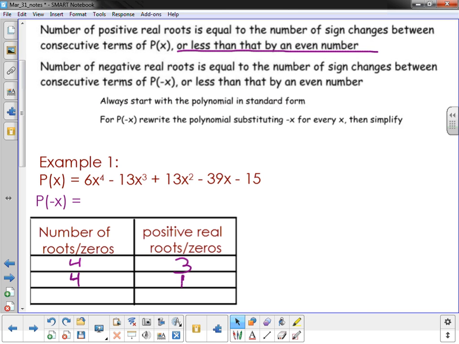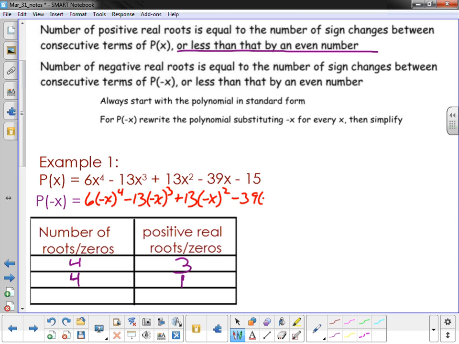Well, what I do is rewrite the polynomial by substituting negative x in for every x. So that would mean I would have 6 times negative x to the 4th power minus 13 times negative x to the 3rd power plus 13 times negative x squared minus 39 times negative x minus 15. Well, now I'm going to have to clean that up.